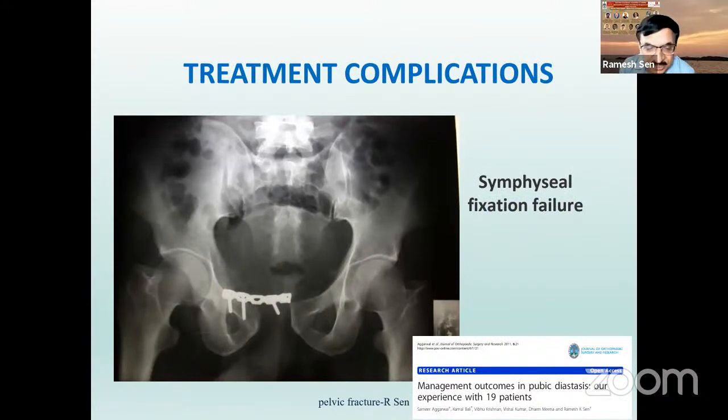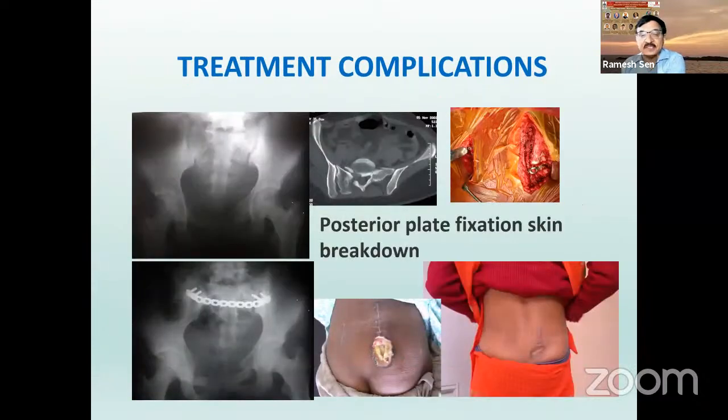We know that many a time our plates, if they are not adequate enough, do fail at the symphyseal joint, and especially if posterior stability has not been achieved, anterior fixation alone tends to fail. This is one of my very first cases, while I was trying to reduce this fracture with posterior plate fixation. This is one problem which can happen in this kind of situation, where this failed and she eventually settled down, but it took a little time for her to settle down with this kind of fixation.